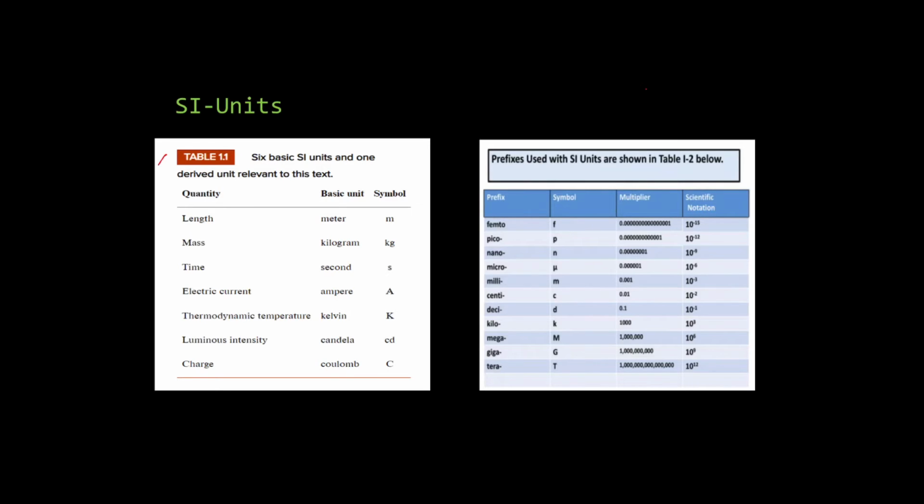So in the figure on the left, we have the base unit for length, mass, time, electric current, thermodynamic temperature, luminous intensity, and charge. And then we have the base unit for each of these. And we can relate this base unit to smaller or larger units based on the prefixes. So for example, if we have 600 million millimeters, that is equivalent to 600,000 meters, which is also equal to 600 kilometers.